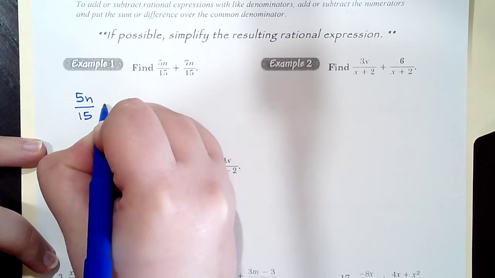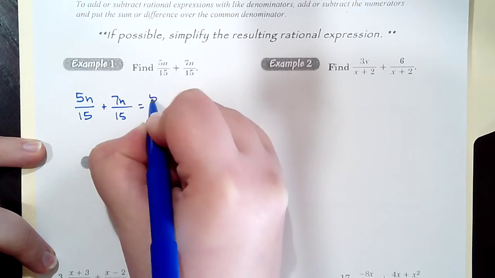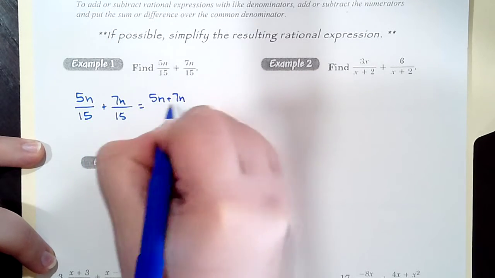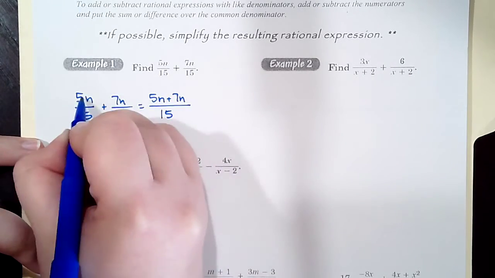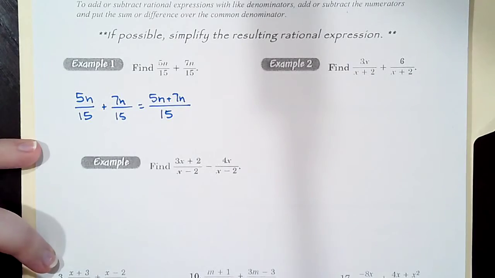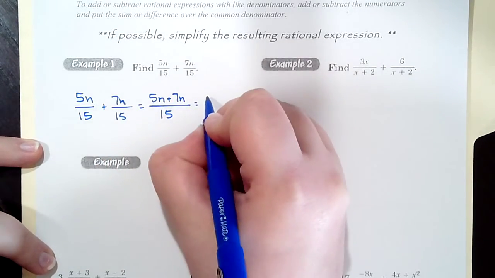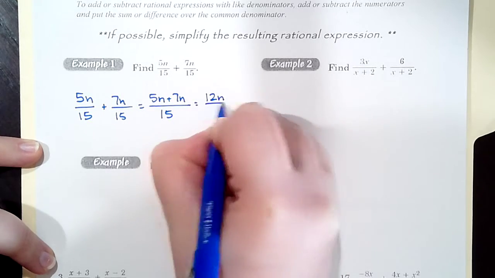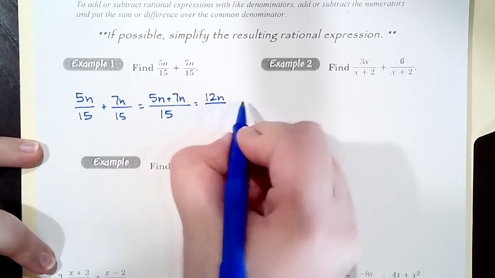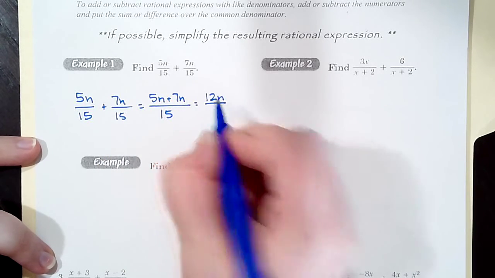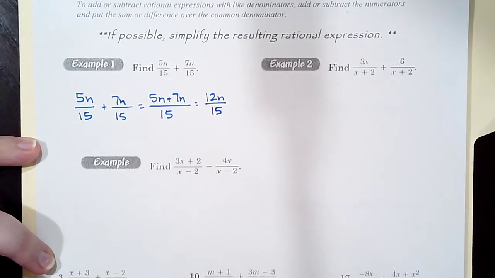5n over 15 plus 7n over 15 is the same as 5n plus 7n over 15. Same denominator, add. Everything lines up. All right, and then let's simplify that. 5 and 7 is 12. Notice I'm adding their coefficients, not their variables. 5 apples plus 7 apples is 12 apples. Okay, let's remember how we add things. And then it's over 15.